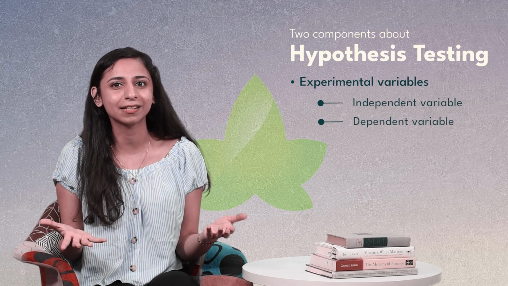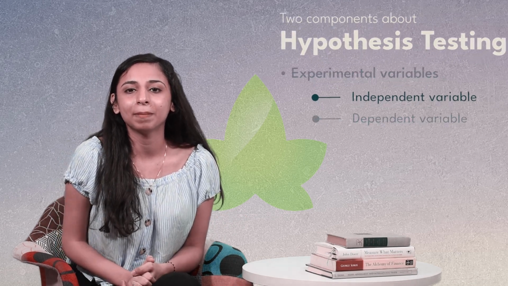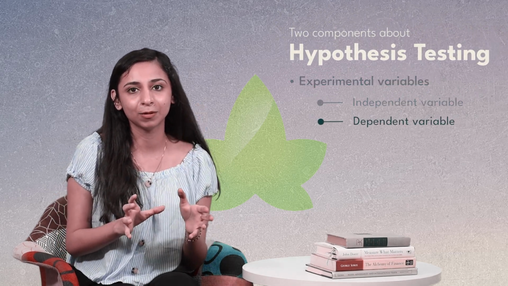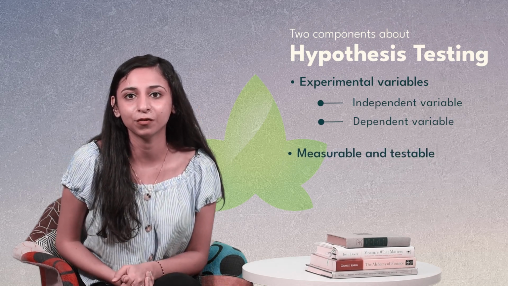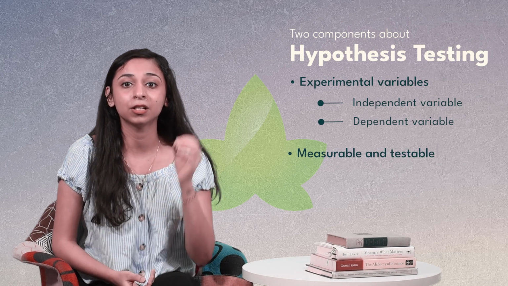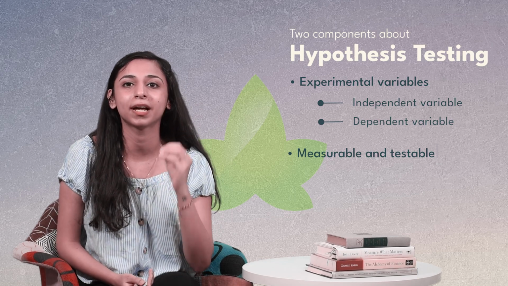So what exactly is an independent variable? An independent variable is what the researcher changes and wishes to manipulate, whereas a dependent variable is the variable which a researcher measures, that is, understands the effect of the independent variable. The second component of a hypothesis is that it should always be measurable and testable. Let's understand this with a better example as we help Priya.